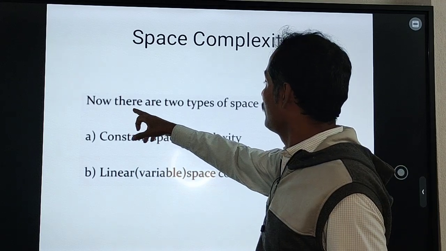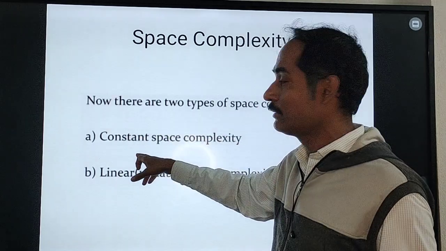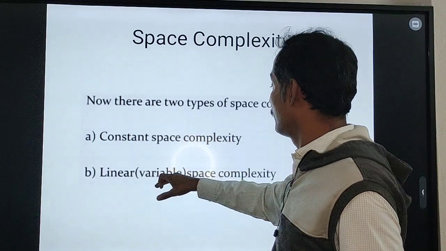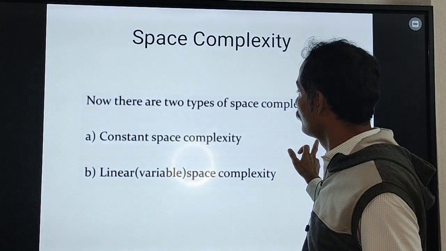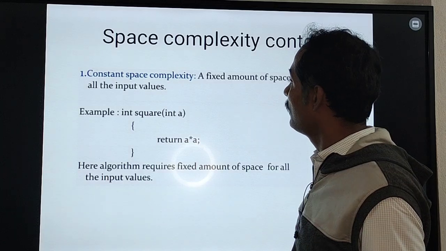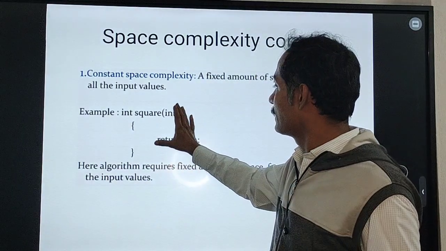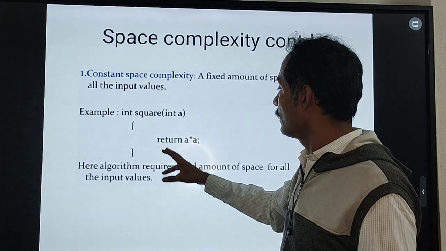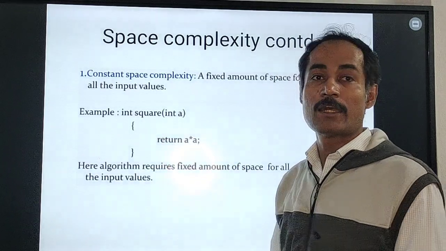So which is mentioned here. Now there are two types of space complexity, that is fixed, which is constant space complexity, and linear or variable, and how they appear. So now we are going to discuss that with an example. In case of constant space complexity, as the example is set here, we are simply performing the square of a particular number.